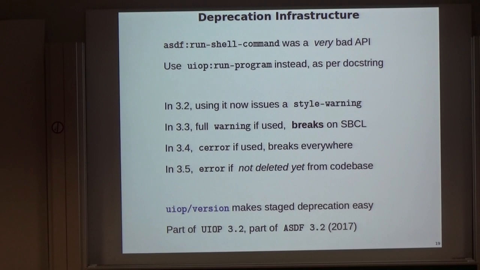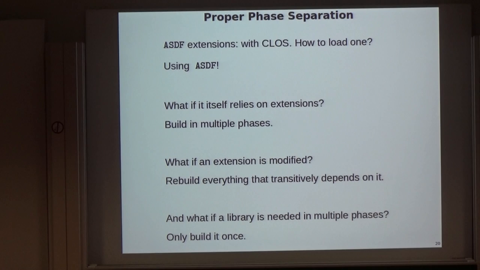And deprecation infrastructure means that if you keep using deprecated things like the RedShield program, which is a very bad API, instead of the UIUPRED program, it will complain. First, it will issue a style warning, then a warning. In the next version, it will issue an error, and in the version after that, it will just error at compile time if you didn't delete the code. So you can use this, it's also exposed.